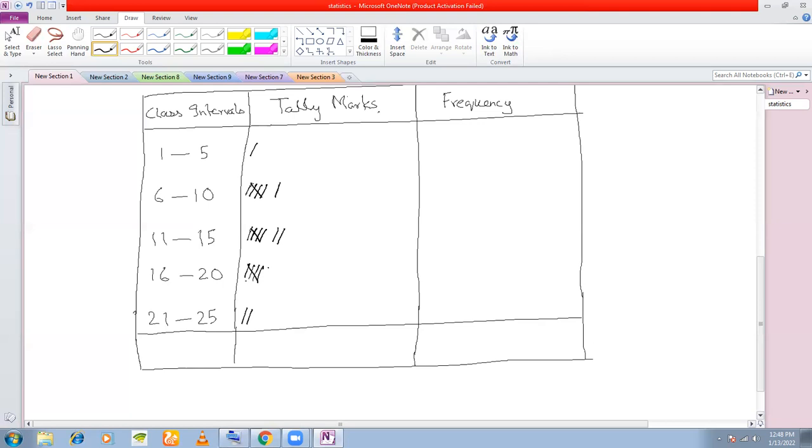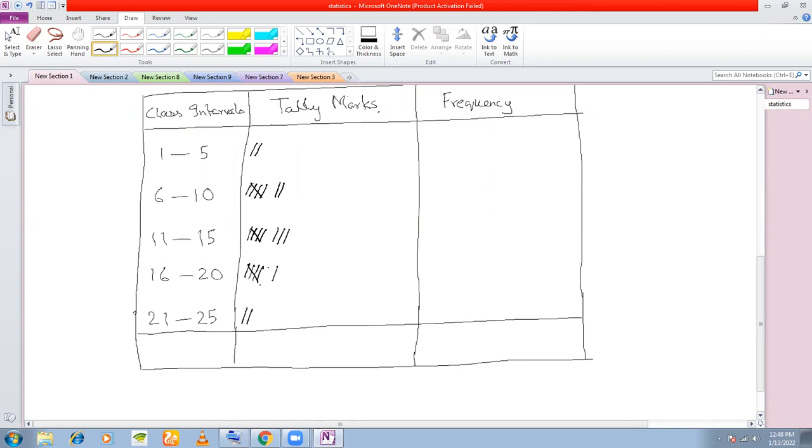This is 18. Okay. Next is 1. 1 falls here. So another stroke here. 8 falls here. So I'll give a stroke here. 12. So 1 stroke here. And 18. 1 stroke here. And that takes care of all the data that is given.